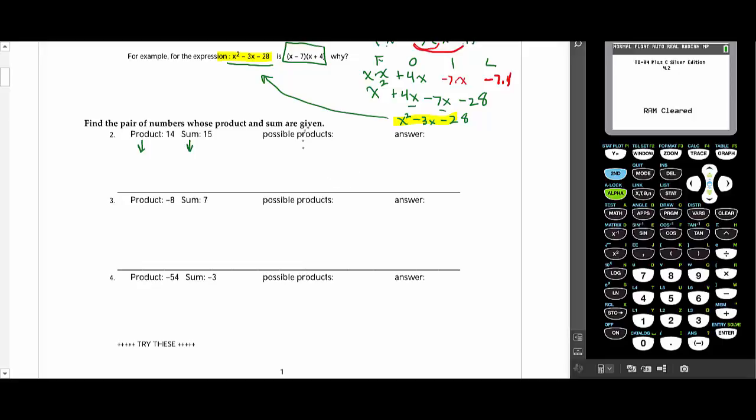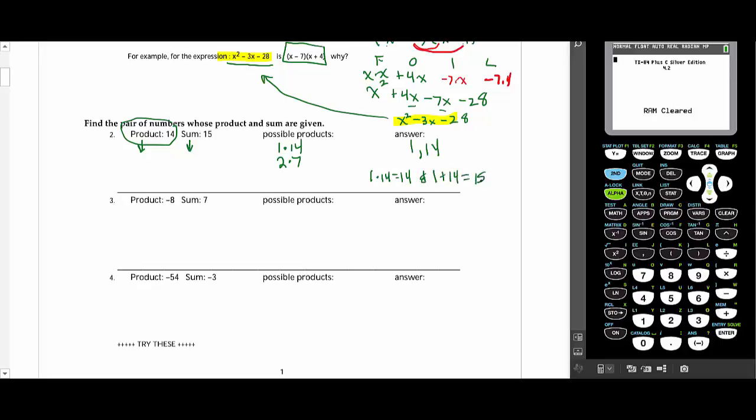So let's write down every possibility of 2 numbers that multiply to give 14. There's only 2 possibilities. There's 1 times 14. What else is there? 2 times 7. Now, you've got to figure out of those 2 possibilities, which one would add up to 15? The 1 and 14 or 2 and 7? 1 and 14, right. So the answer to the problem is 1 and 14. And the reason is because 1 times 14 is 14, and 1 plus 14 is 15.